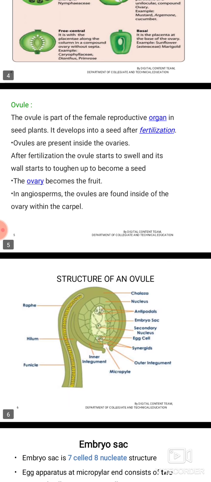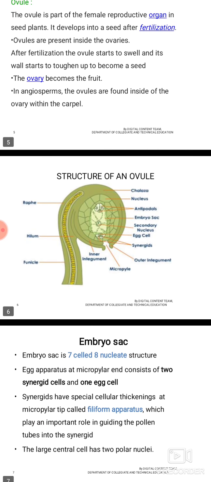And coming to the structure of ovule. An ovule will have different parts, namely the outermost is known as the integuments, and most of the angiosperms are bitegmic, having two integumentary layers, and some of them are unitegmic. Next to the integument is the nucellus, and inside the nucellus we come across the presence of the embryo sac. An embryo sac is a 7-celled, 8-nucleate structure.